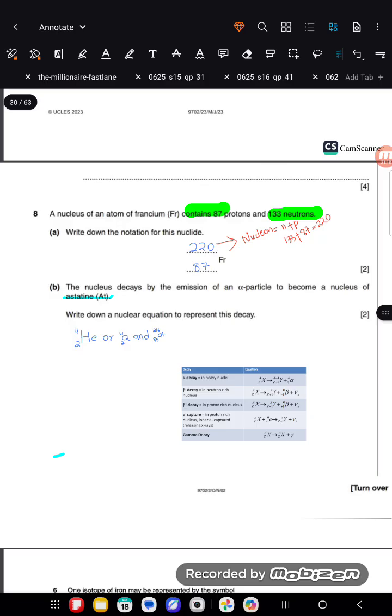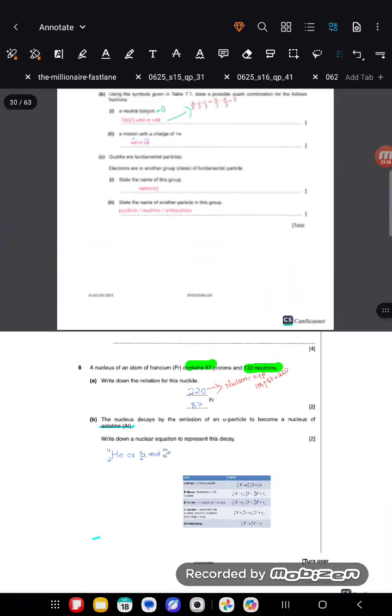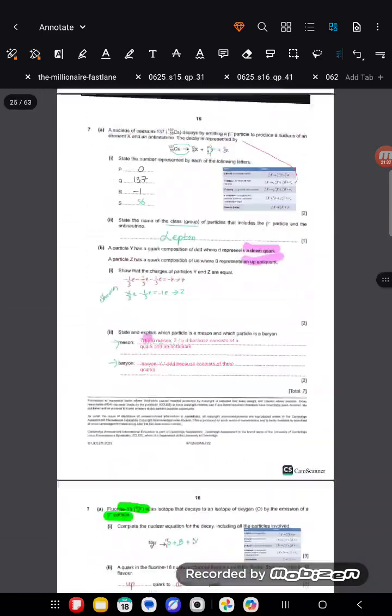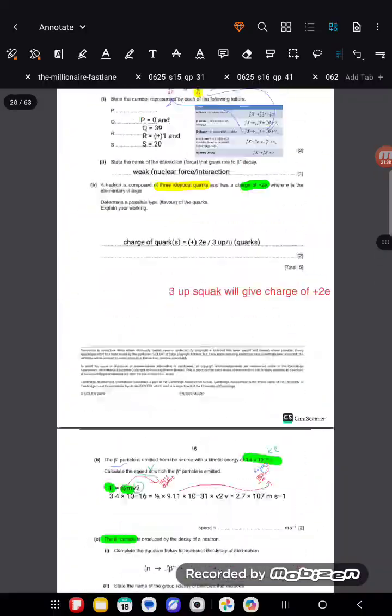I mean neutron is 133, and this one proton is 87. What will be nucleon number? Neutron number plus proton number will be nucleon number, right? Okay, now this is done. Decay questions are done.